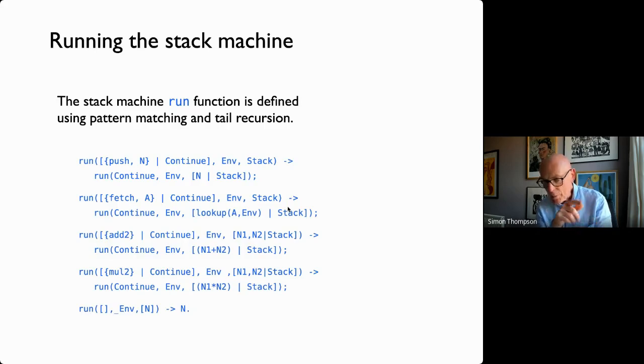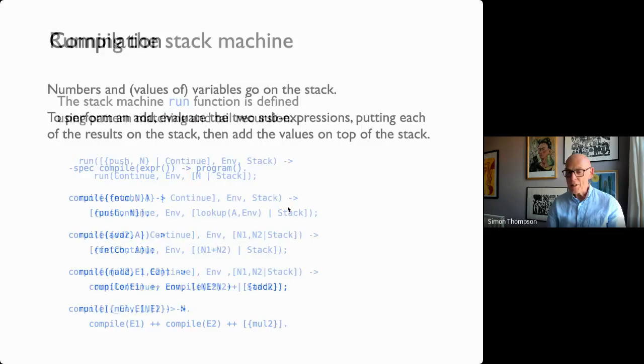So a single step, if it's a push, we put the value on the top of the stack. If it's a fetch, we put the lookup on top of the stack. If it's an add, we put the sum of the top two elements on the stack. If it's a mul, we put the product of the top two elements. And in each case, we then run the remaining program with that new stack. Happy so far? So now we've got our stack machine.